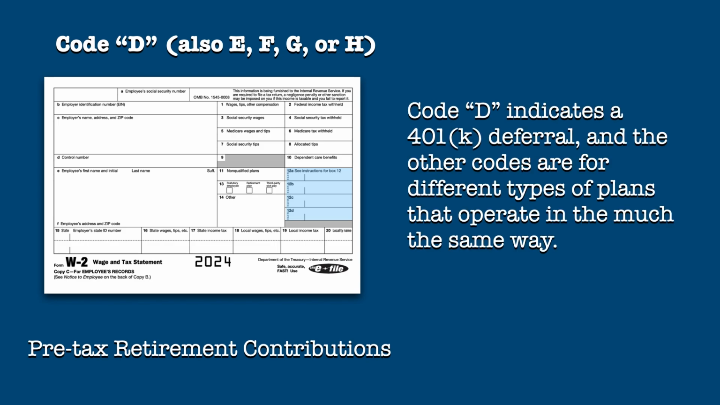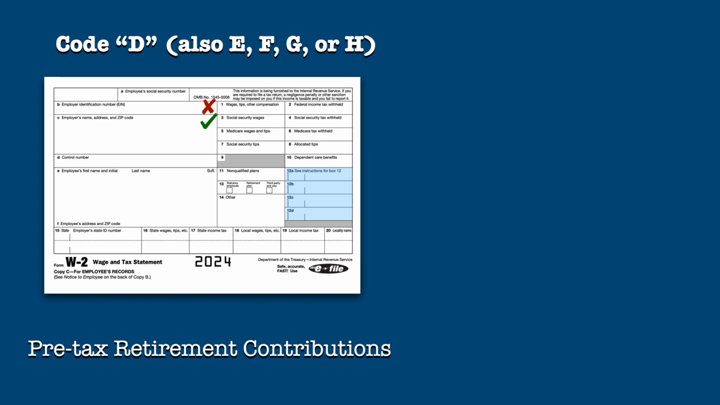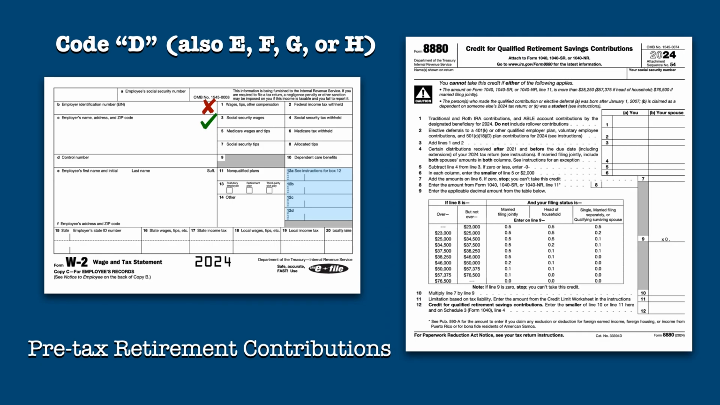Code D indicates a 401k deferral, and the other codes are for different types of plans that operate in much the same way. This amount is not included in your Box 1 wages, but is usually included in your Box 3 Social Security wages. Much of the time, this is primarily for your information, but if your income falls within certain guidelines, the amount is entered on line 2 of Form 8880 to claim a Retirement Savings Contributions credit.